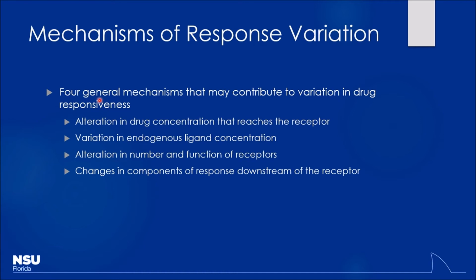Anyway, there are some reasons why we can have variation in these responses. One could be alteration of the drug concentration that ultimately gets to the receptor. Less drug getting to the receptor means less effect, right? You could have variation in the endogenous ligands. If you're making more or less of an endogenous ligand that may compete for the same sites, that could be a problem. There could be alteration in the number or the function of receptors. If I have fewer or more receptors, that could affect it. And then there are changes in some of the components of the downstream response. In the case of nitroglycerin, it's a downstream response that we're seeing change. I'll give you some more examples.